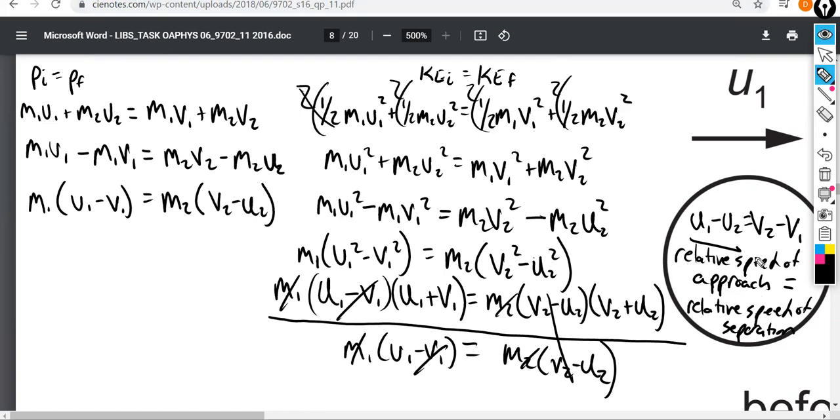The takeaway is this: the relative speed of approach equals the relative speed of separation for a perfectly elastic collision. If the kinetic energy is conserved, there's a consequence of that idea, which is this. However fast the objects see each other initially, they will see each other after separation, because they don't lose any kinetic energy. It's perfectly bouncy, perfectly elastic. We need to couple this truth with one other important note, which is how do we calculate relative speed? I'm going to write that over here in this box.